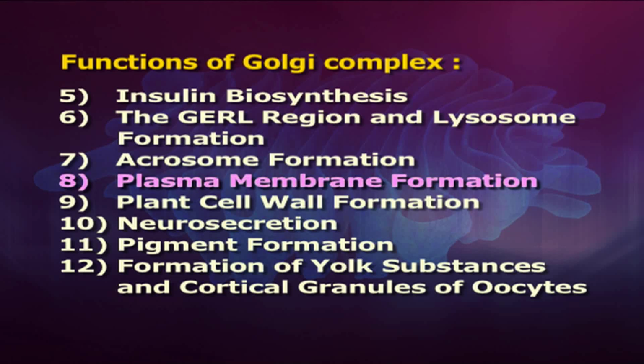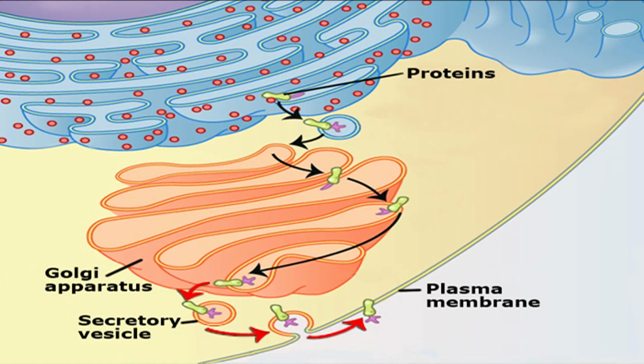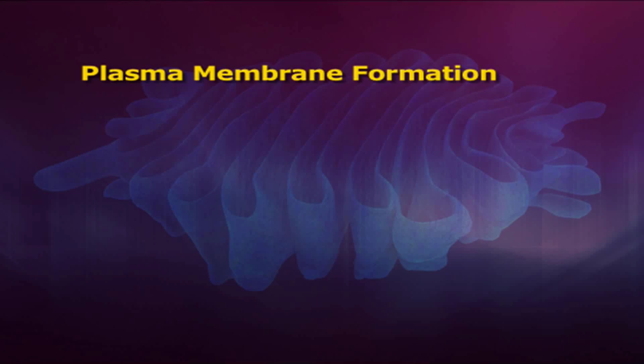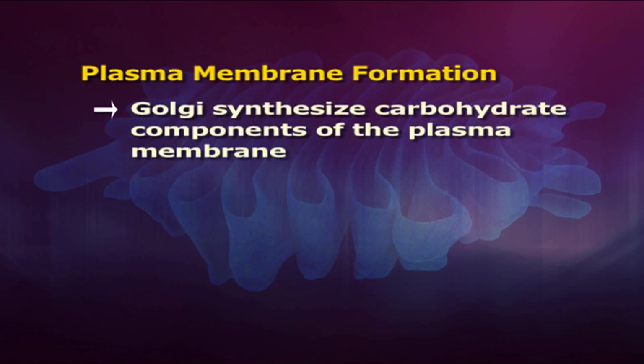Another function of Golgi complex is plasma membrane formation. It has been shown that secretory granules originating from the Golgi complex fuse with the plasma membrane during exocytosis. The membrane of the granules becomes incorporated into the plasma membrane and thus contributes to the renewal of the membrane constituents. The Golgi complex is involved in the synthesis of the carbohydrate components of the plasma membrane.